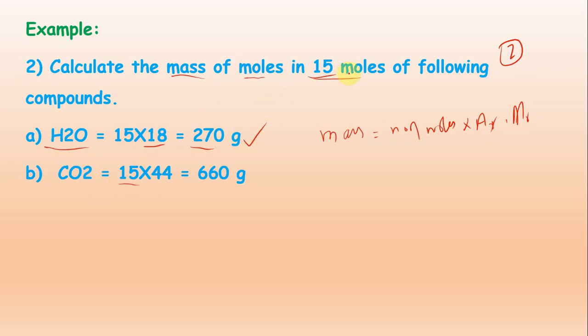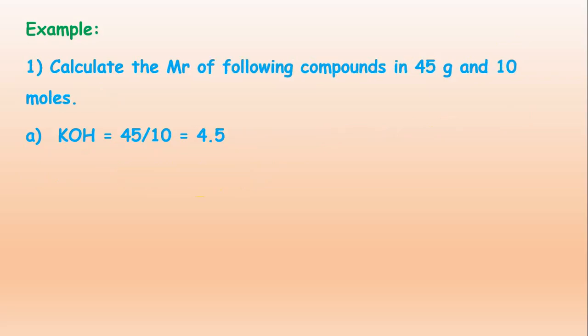CO2, 15, same, we will write the number of moles, and 44 will be the MR, and when you multiply it you will get 660 gram, that is the mass. So these are the problems related to formula number 2. Now formula number 3, that is the last formula: how to calculate the MR of the compound. That will be calculated by mass divided by the number of moles. This is the third formula which we have already discussed.